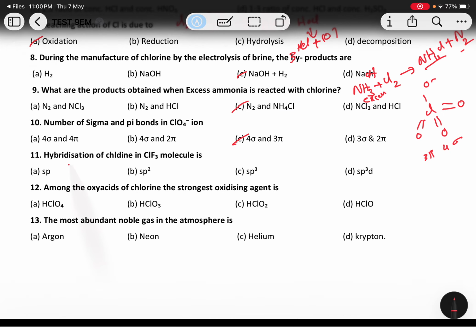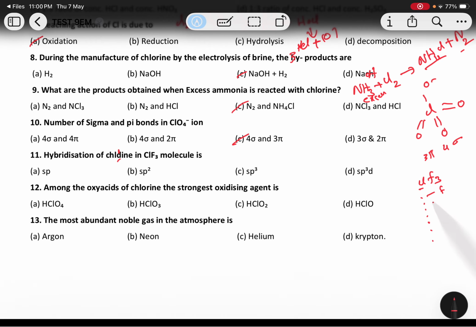The hybridization of chlorine in the ClF3 molecule. Chlorine belongs to the 7th group elements, so it contains 7 valence electrons: 1, 2, 3, 4, 5, 6, 7.